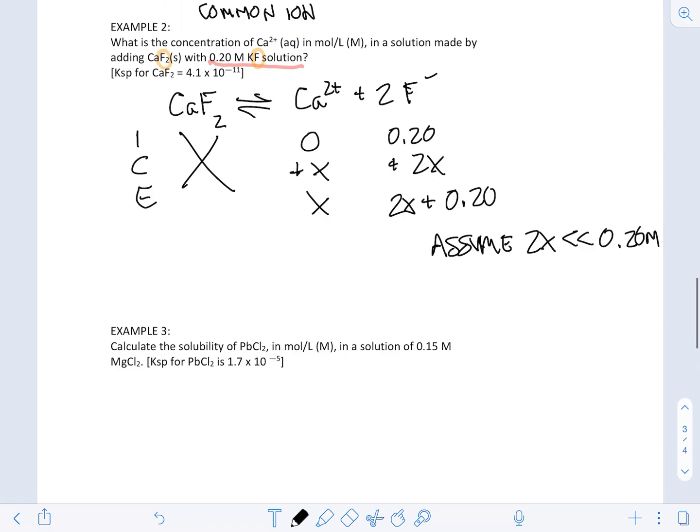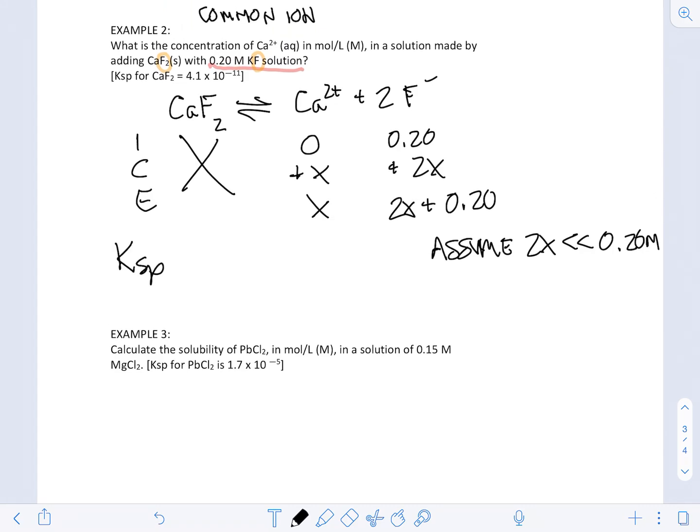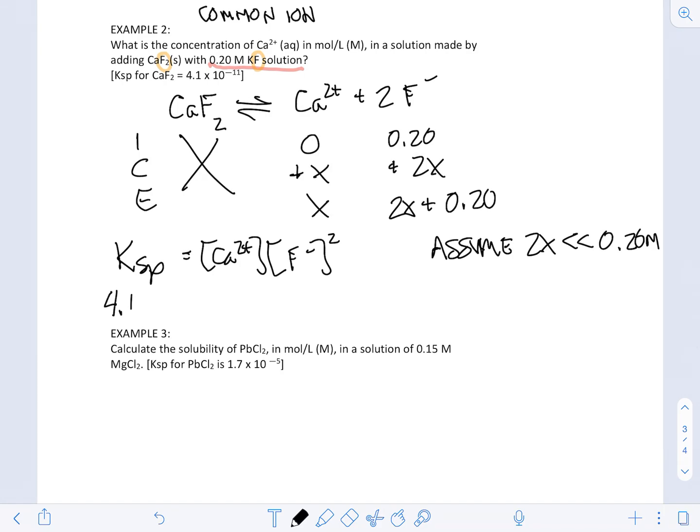So what does that mean? We're going to set up our Ksp. Now remember that it's squared, so you have to make sure that you square it. Otherwise, you're not going to get the right answer. I'm using the Ksp from above, and I'm going to say x times 0.20 squared. And when I solve for x, I get 0.103 times 10 to the negative 9th.